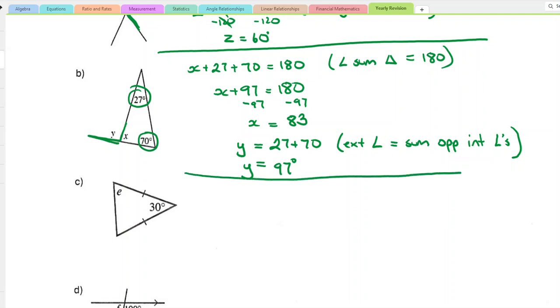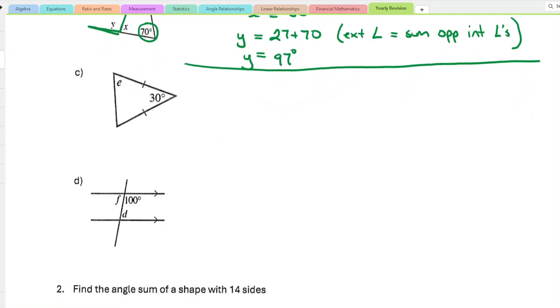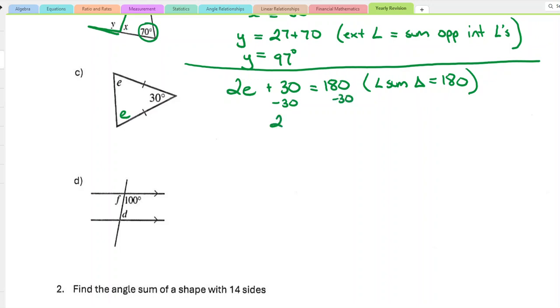Question C. Because this triangle is isosceles, if E is the first base angle, this base angle must also be E. So in that triangle, there are two E's plus a 30 degree, and they must equal 180 because the angle sum of a triangle equals 180. Then I solve the two-step equation. So I subtract 30 and get 2E equals 150. Then I divide by 2 and get E equals 75.